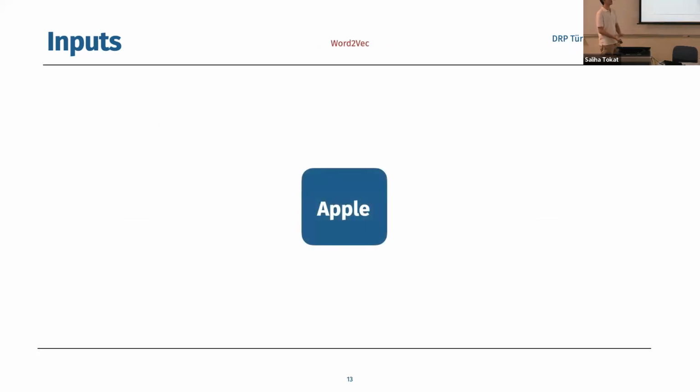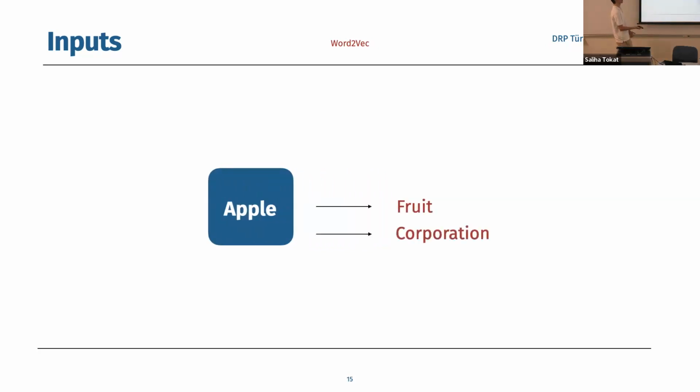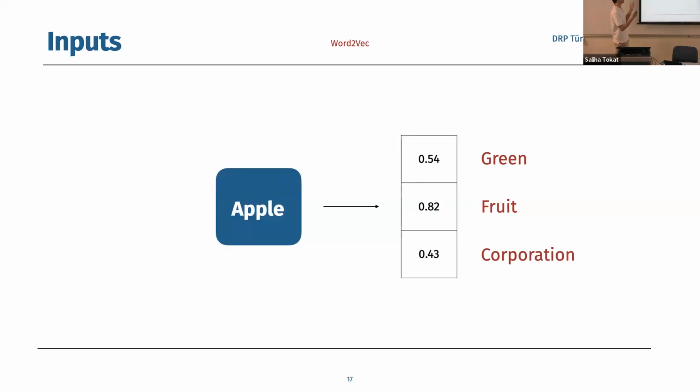For example, let's think about the word apple. How would you describe an apple? You can say that it's a fruit, or it's a corporation, or it's green, right? So instead of just throwing some numbers to represent a word, we can assign it different features. If we assign probabilities to our words about some features, we could enrich our representation of a word. As I said, instead of random integers, we can represent our word with some features.